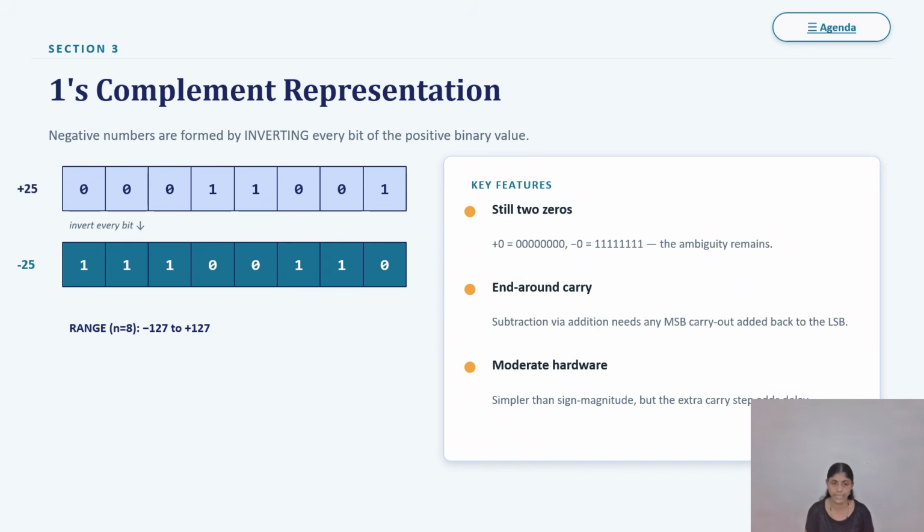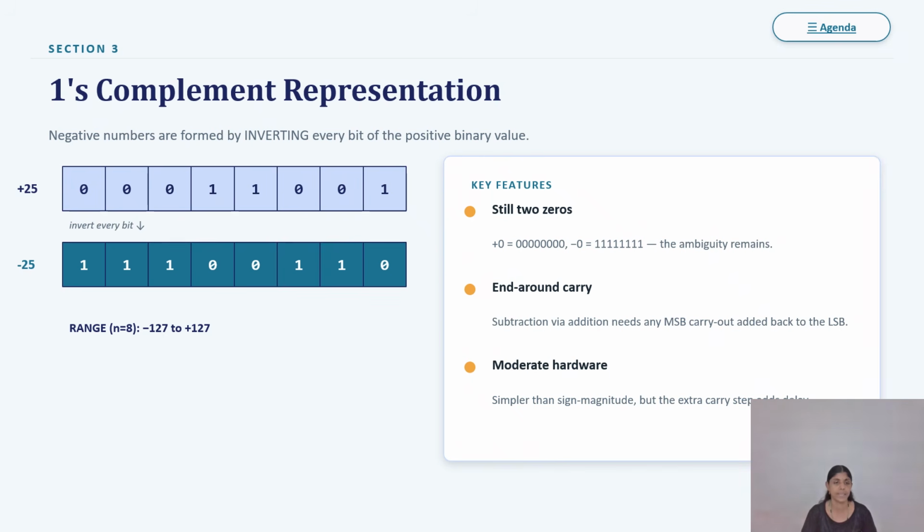Generally, in decimal, how will you write your positive number? Plus 25. How will you write your negative number? Minus 25. So in ones complement, instead of writing minus 25, we have to do the inversion of every bit, 0 to 1 as well as 1 to 0. That's what I represented there. Negative numbers are formed by inverting every bit of the positive binary value.